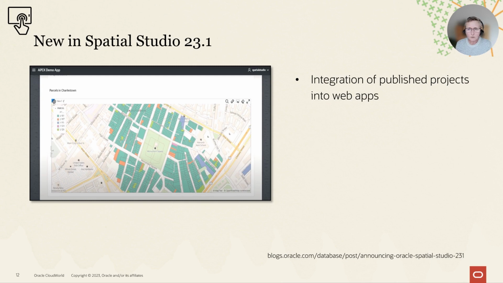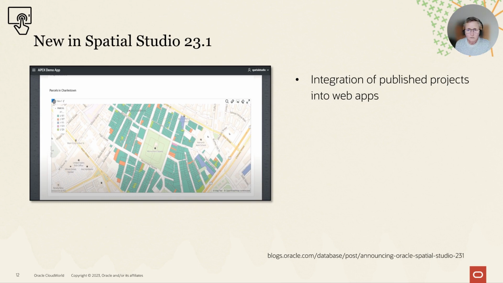Now let's quickly run through the new features of Oracle Spatial Studio version 23.1. Spatial Studio is available for on-premises deployment as a download from the Oracle Technology Network and for deployments on the Oracle Cloud, either via the Oracle Cloud Marketplace or via a reference architecture named Build a Geospatial Platform on Oracle Autonomous Database, which deploys Spatial Studio along with an Oracle Autonomous Database.